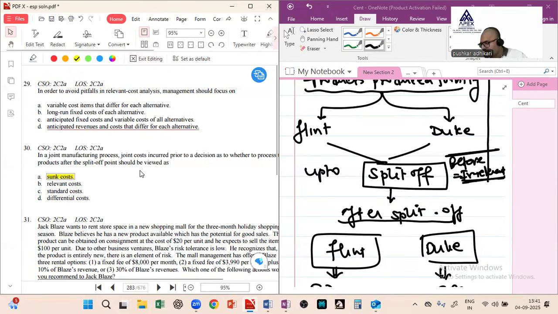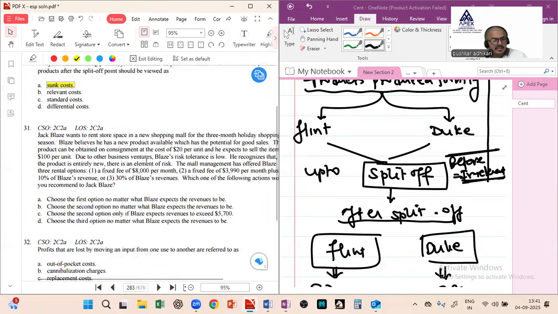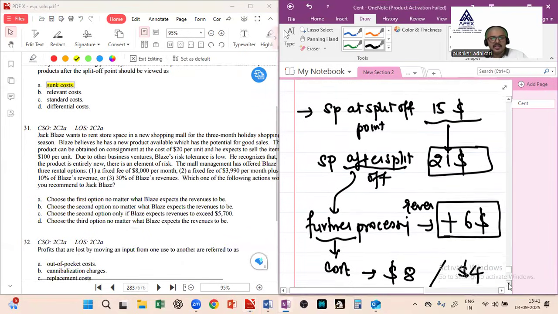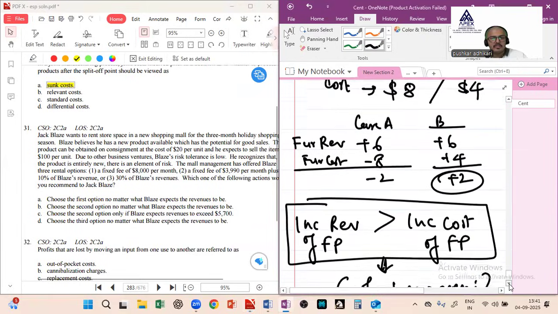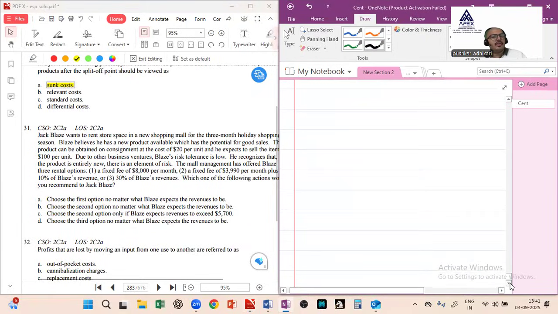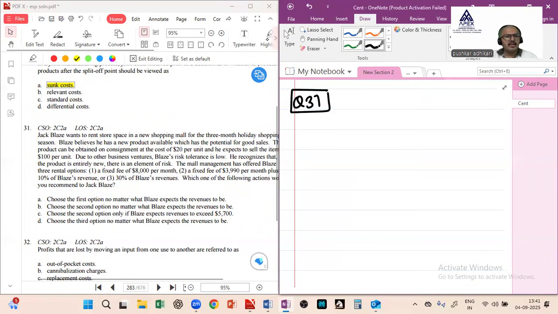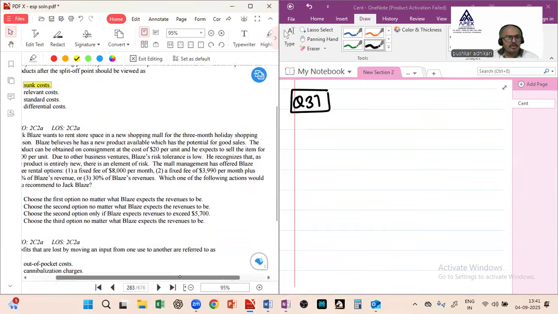Now we go to question number 31. Question number 31 is a rather interesting question because more than anything it speaks to the entrepreneur in you. If you're a businessman, what will be your decision here? I would always ask my students. Question number 31, very simple. Jack Blaze wants to rent a space in a new shopping mall.